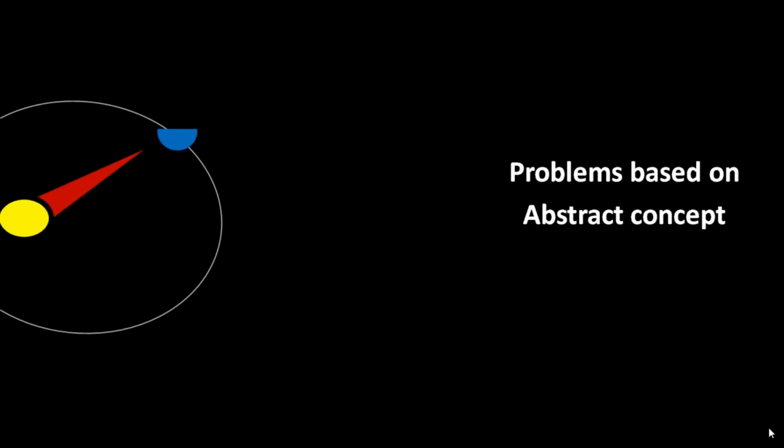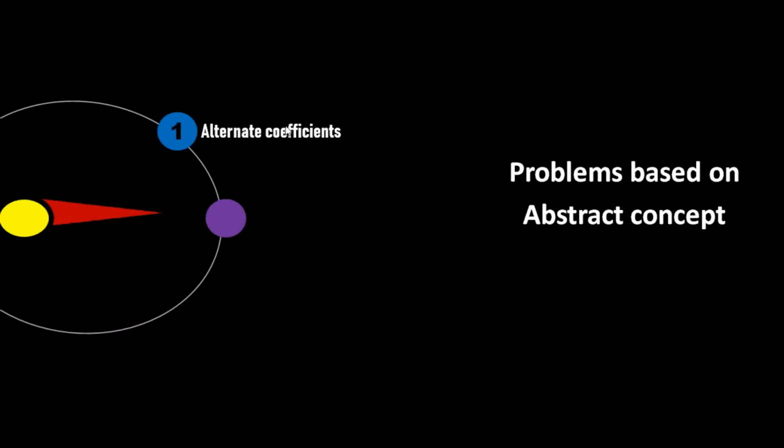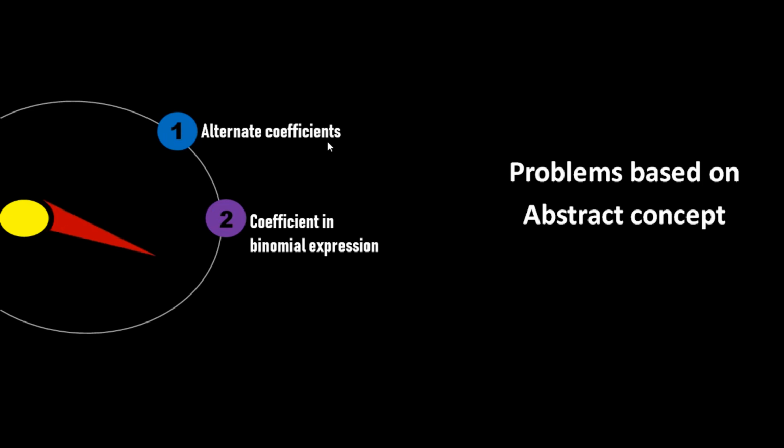So we are through with the abstract problem with alternate coefficients. Now we are moving on to the coefficients in binomial expressions.